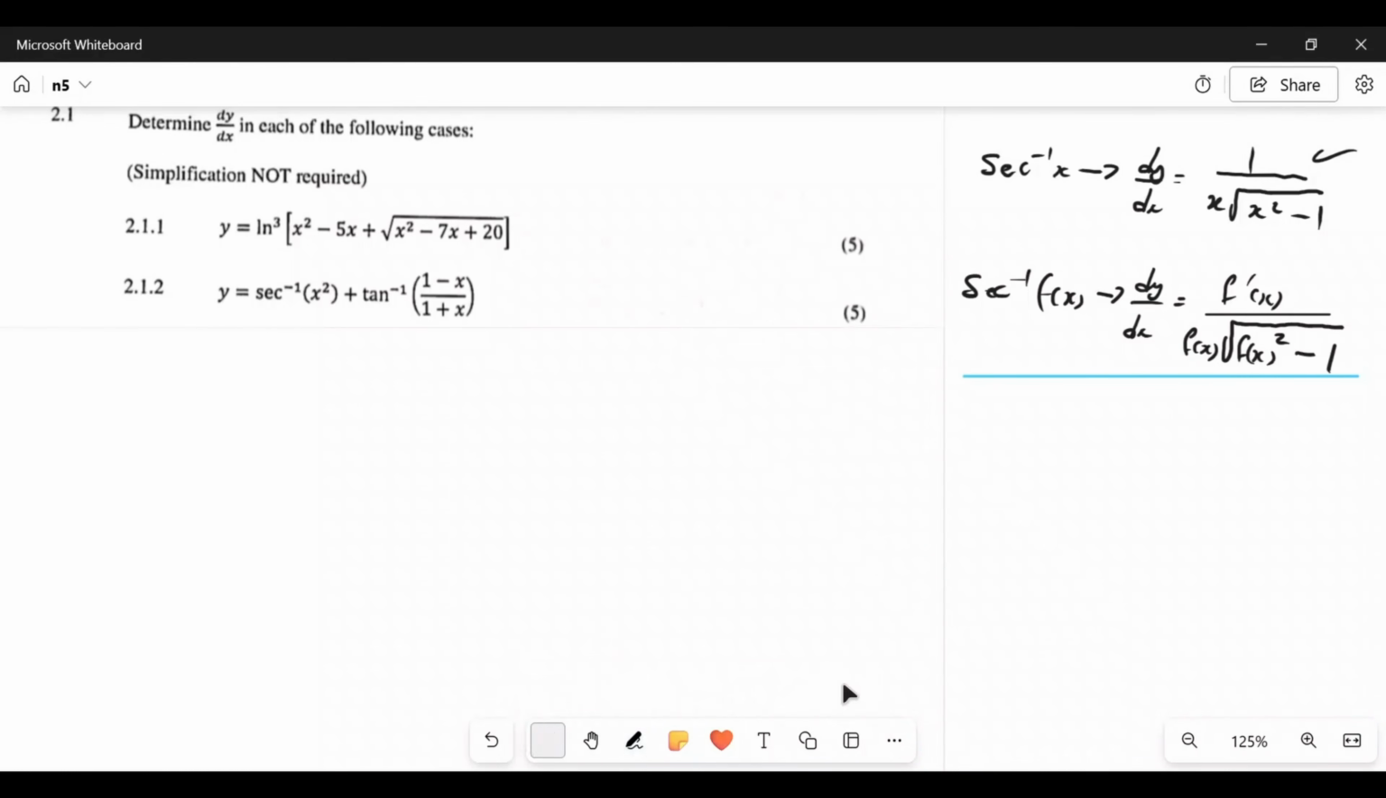If we derive using the one underneath there, arc sec f of x, it means our f of x here, it's actually x squared, this one here. It's our f of x. There we go.